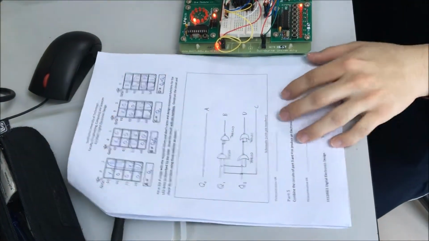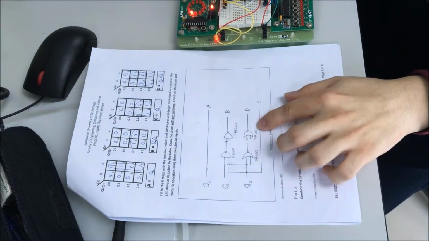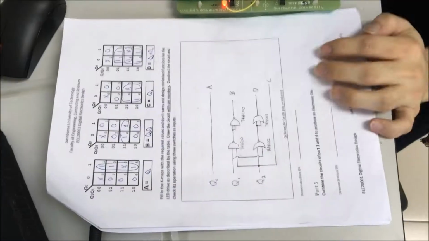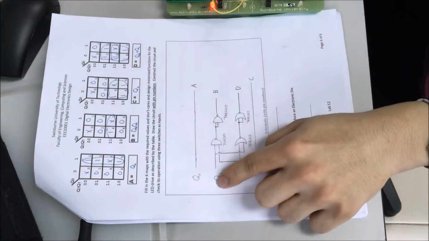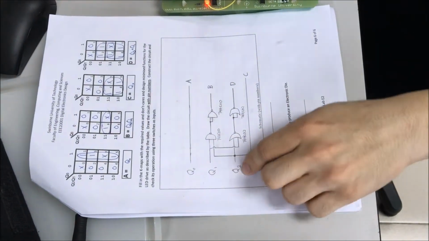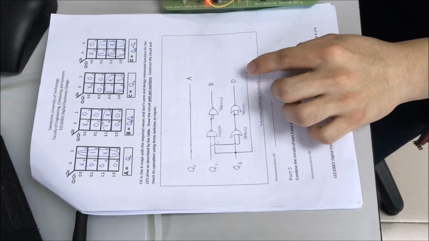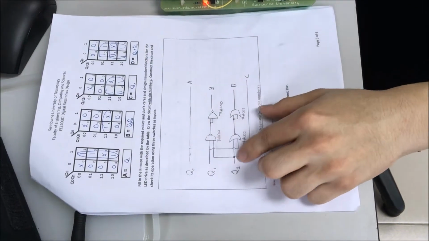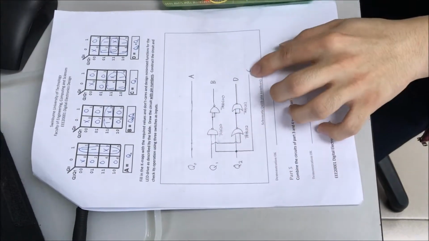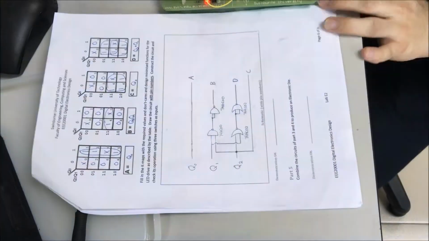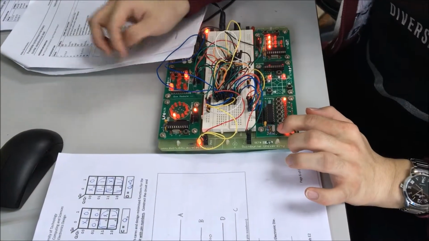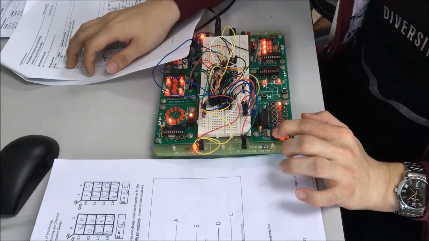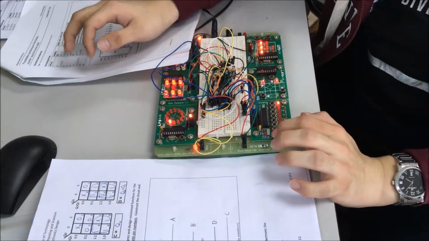Okay, so basically we'll have this circuit. It requires 2 NAND gates and 2 NOR gates in order to get the result. So A is connected to Q0, and B is the product of Q1 and Q2, and D is the sum of Q1 and Q2, and C is Q2. So as you can see, when I press this switch, it changes from 1 to 2 to 3 to 4 to 5 and to 6.